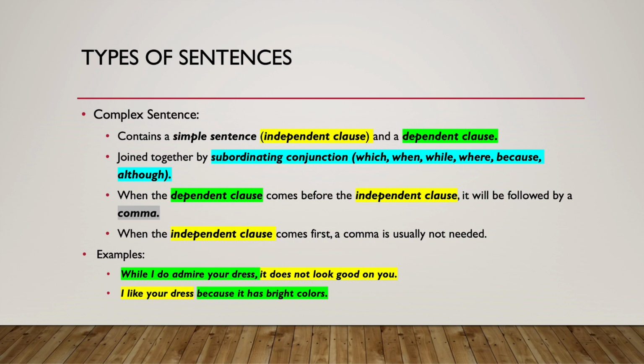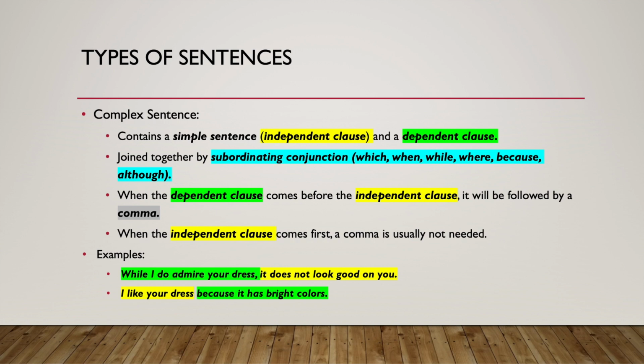So here are two examples. While I do admire your dress, it does not look good on you. That first part is the dependent clause. While I do admire your dress, you know something else is coming. That is not a complete sentence. So it's set off with a comma, and then, it does not look good on you.